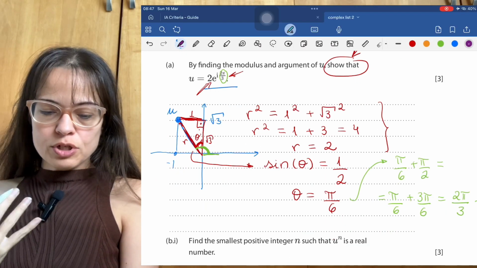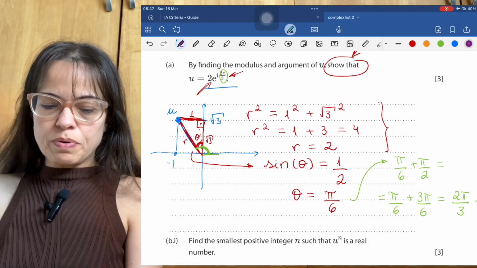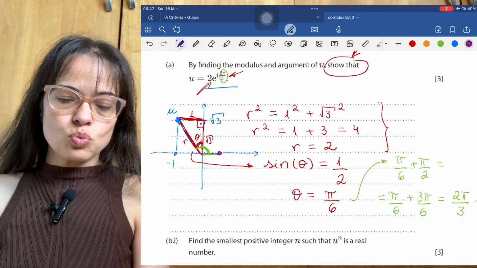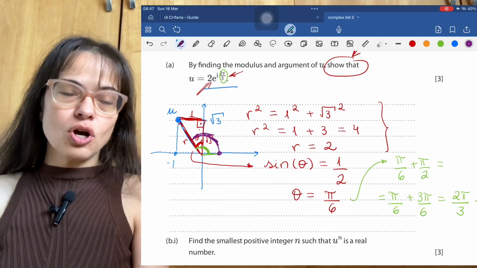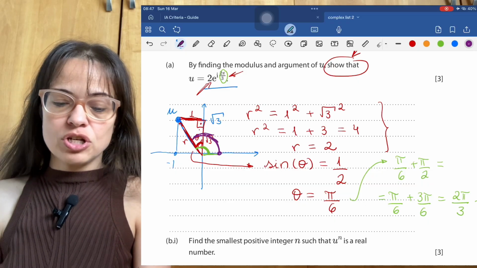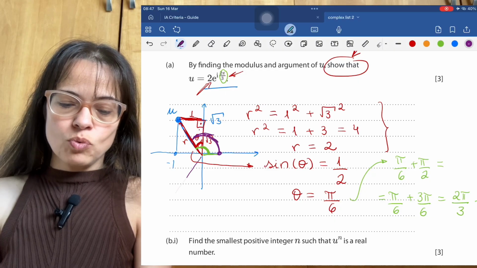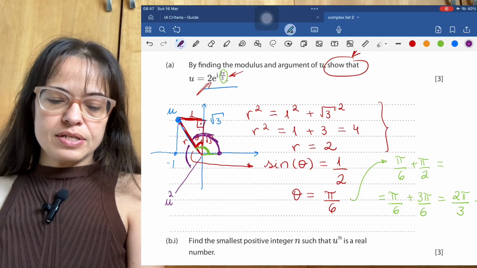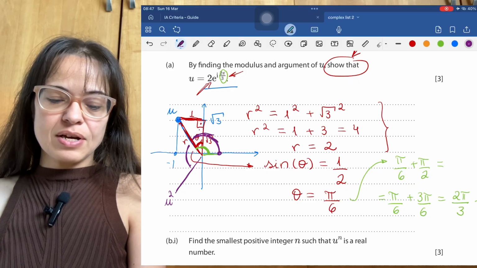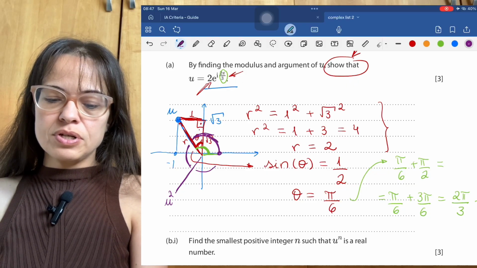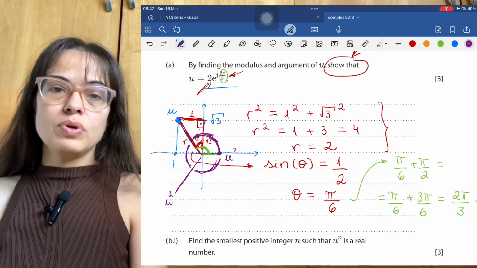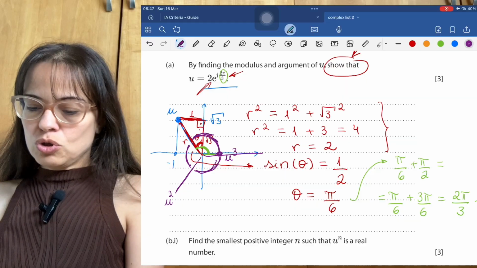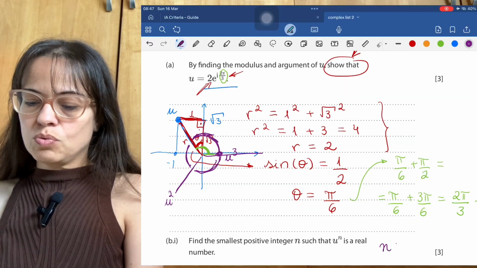Now find the smallest positive integer n such that u to the power of n is a real number. So let's start from here. With n equals 1, u is clearly not a real number because it has that imaginary part. But if we go around another 2 pi/3 to get to u squared, that is still not a real number because now it's down here. But if I go around a third time to u to the power of 3, now it is a real number because I have gone around the circle one full time. So the answer to this question is n equals 3.